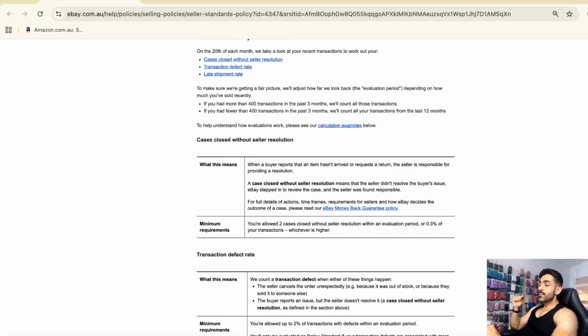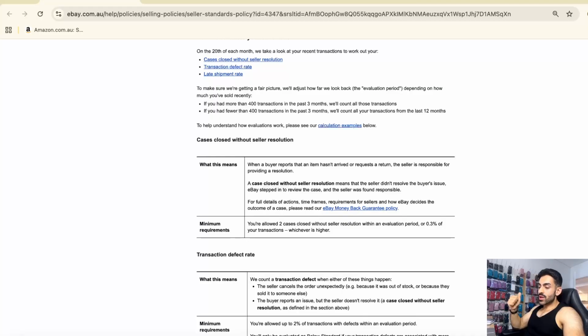To make sure that we're getting a fair picture, we'll adjust how far we look back, the evaluation period, depending on how much you have sold recently. If you had more than 400 transactions in the past 3 months, you are evaluated within that 3-month period. The way it works is, let's say for this October, you will be evaluated for the past 3 months. So 1 July to 30 September. My evaluation period for the 11th of October would be from the 1st of July all the way to the 30th of September.